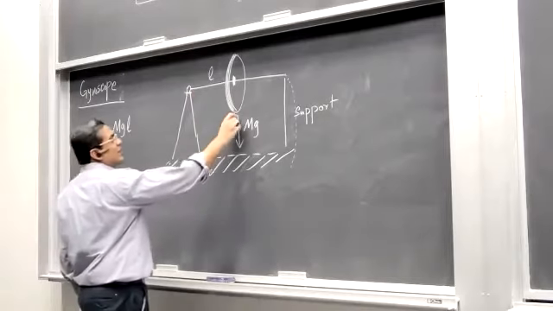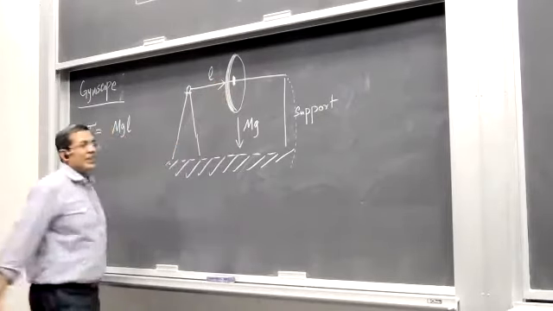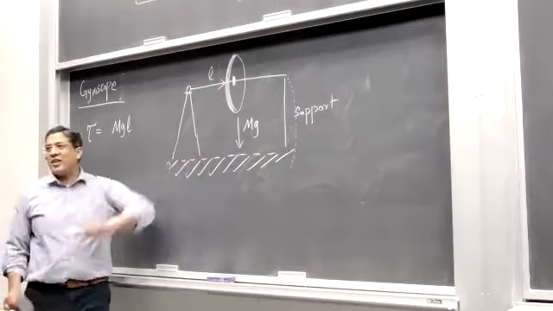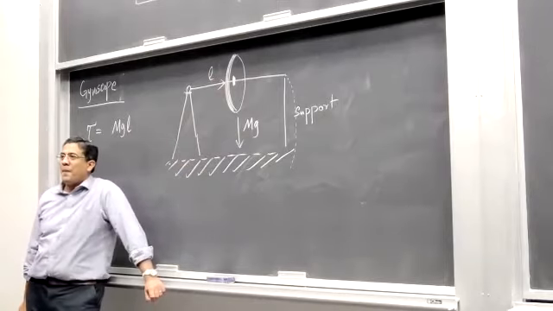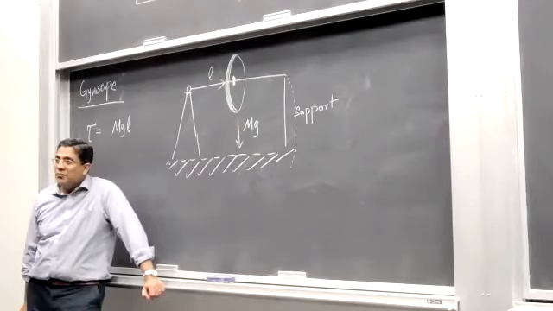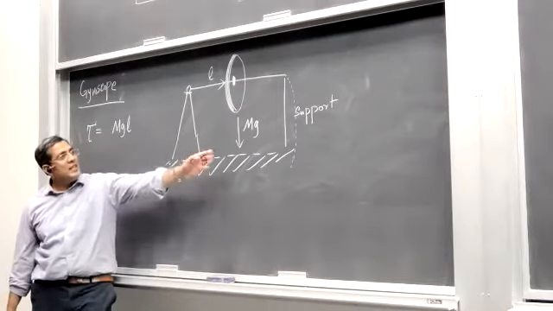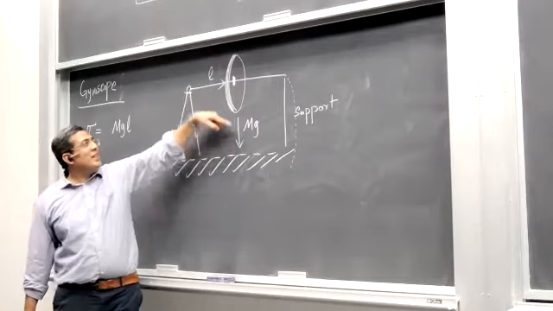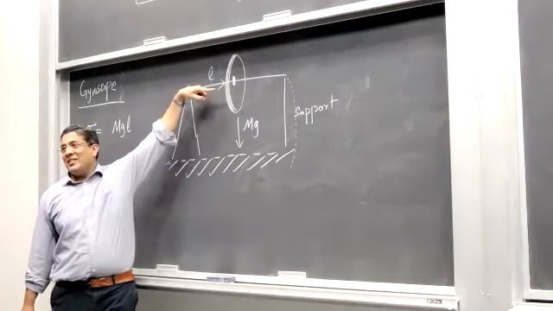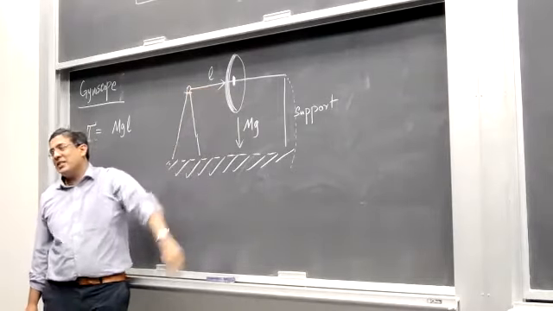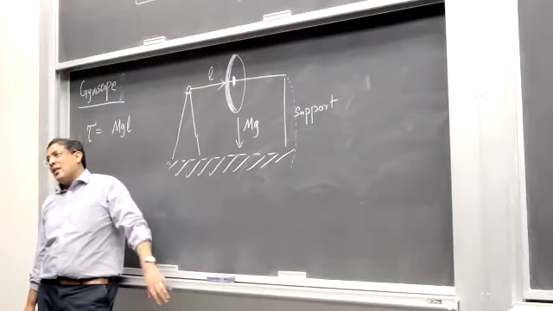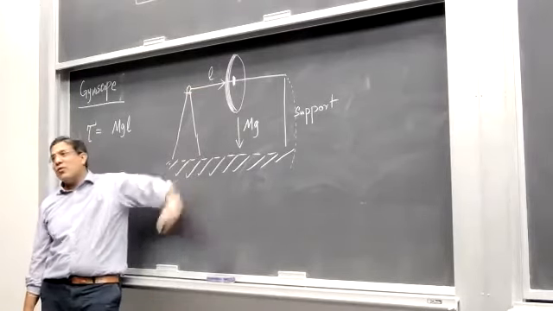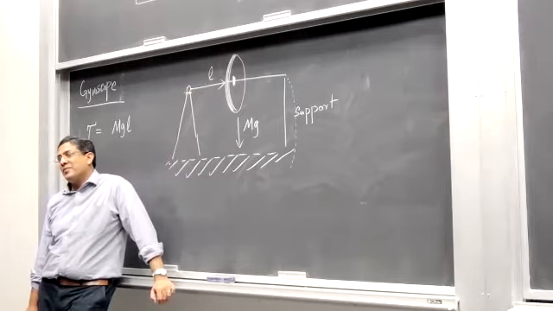So the force is in this direction and L is pointing in this direction. What is the direction of this torque? Clockwise. Clockwise? Really? No. Think about it. The force is in this direction and L, the distance from the axis of rotation, is in that direction. So what will the direction of the torque be?